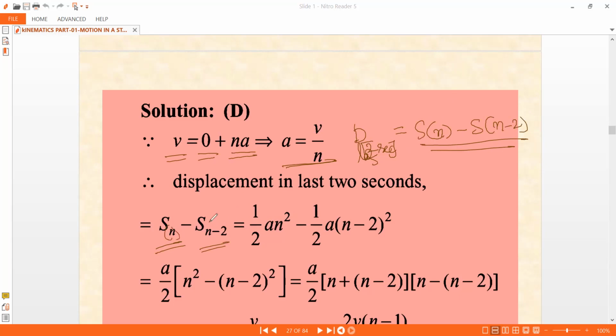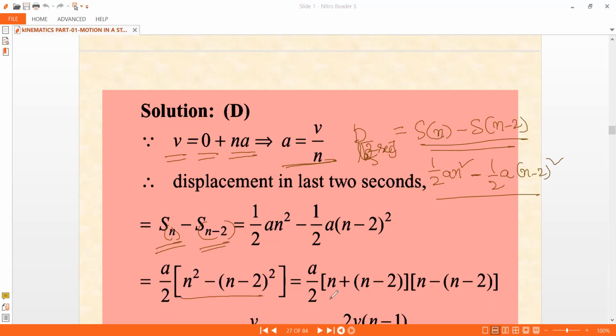You have to put the bracket and write. And now S of n is half a n square. S is equal to ut plus half a t square, where u is 0, minus half a into n minus 2 whole square. And half a you can take common. You have n square minus n minus 2 whole square.